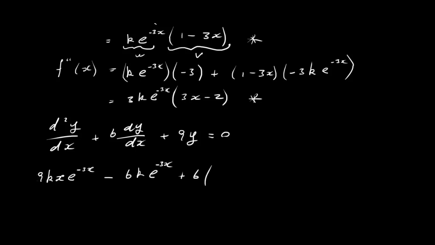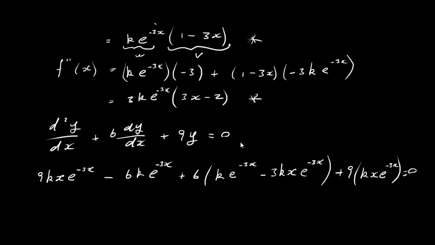Now I've got to multiply the first differential by 6. So I'm going to put in the k e to the power of minus 3x. Again, I'm just going to multiply this out and put it in. So it's k e to the power of minus 3x minus 3kx e to the power of minus 3x. And then finally the function itself is going to be multiplied by 9. So it's going to be 9 times kx e to the power of minus 3x. And that's going to be equal to 0.